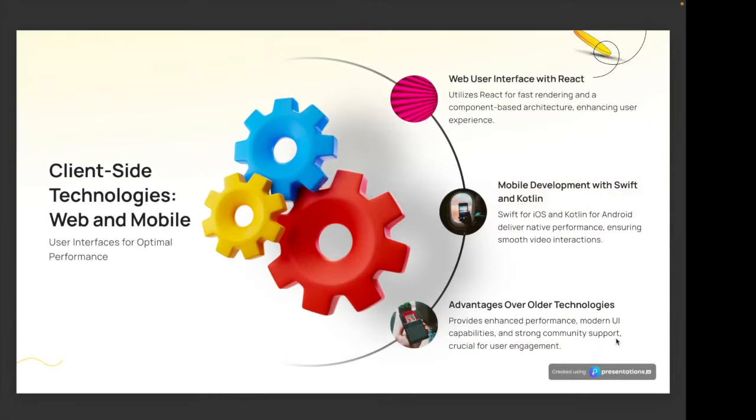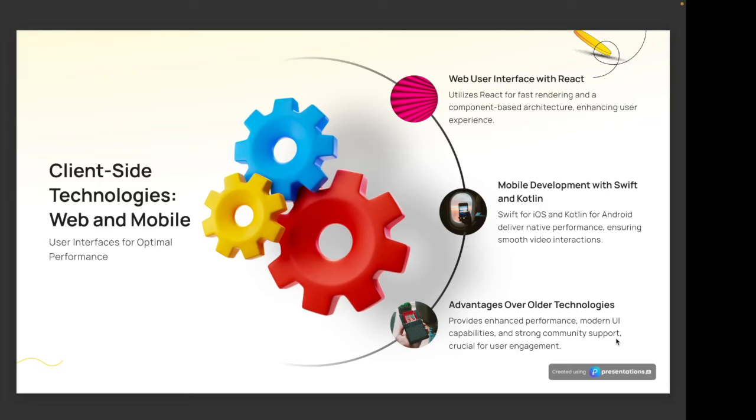So let's start with client-side technologies, which are basically web and mobile. We'll be using the tech stack HTML5, React for the web framework, and Swift or Kotlin for mobile. So why these frameworks? These technologies provide a responsive and interactive user experience. React allows for fast rendering using a component-based approach, while Swift or Kotlin are the go-to languages for native mobile apps, ensuring seamless performance on iOS and Android.